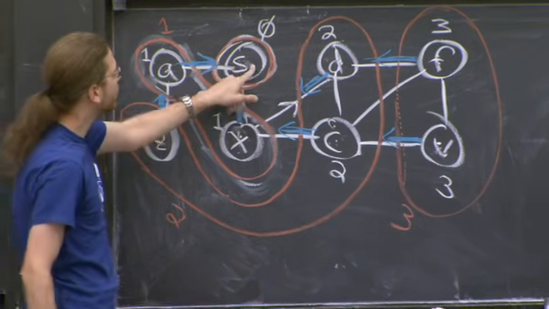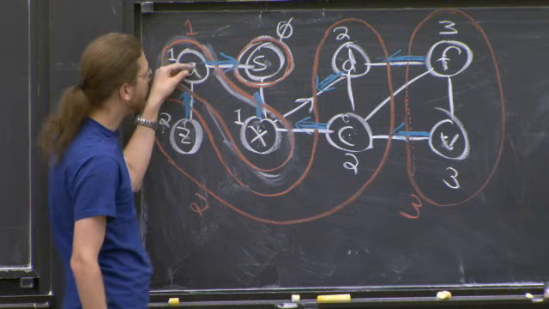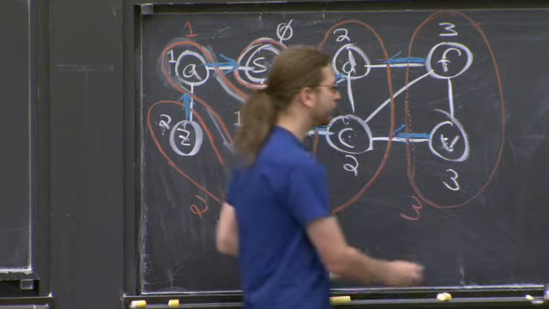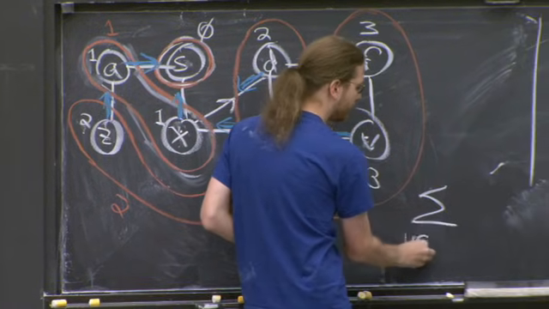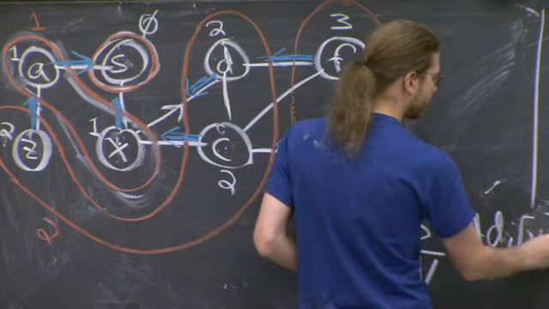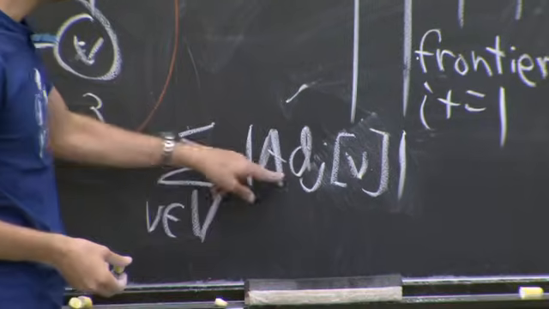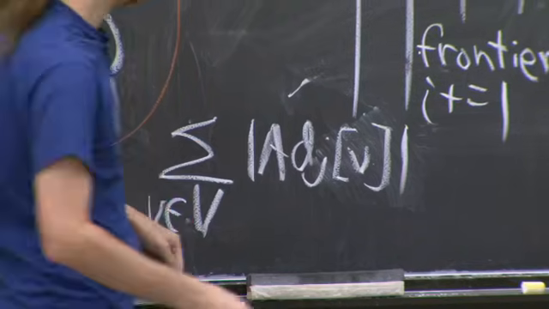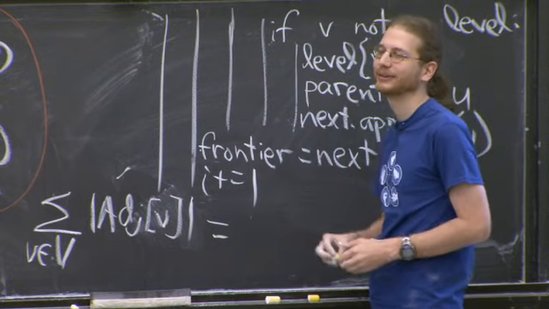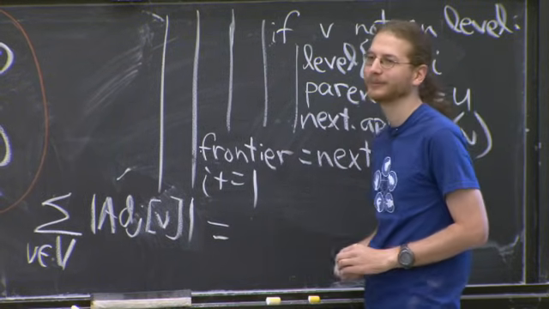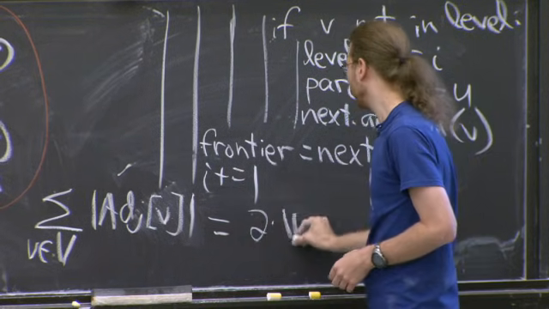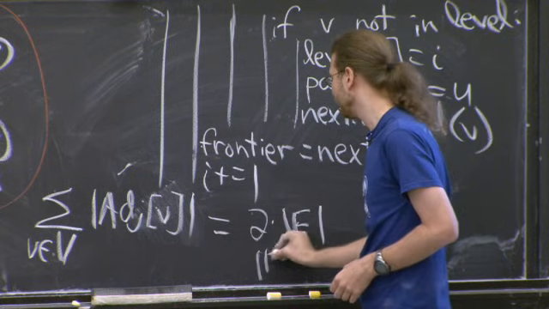So S gets added once, then we check all the neighbors of S. A gets added once, then we check all the neighbors of A. X, each of these guys gets added once. We check all the neighbors. So the total running time is going to be the sum over all vertices of the size of the adjacency list of V. So this is the number of neighbors that V has. And this is going to be, answer? Double the number of edges. Twice the number of edges for undirected graphs. It's going to be the number of edges for directed graphs.